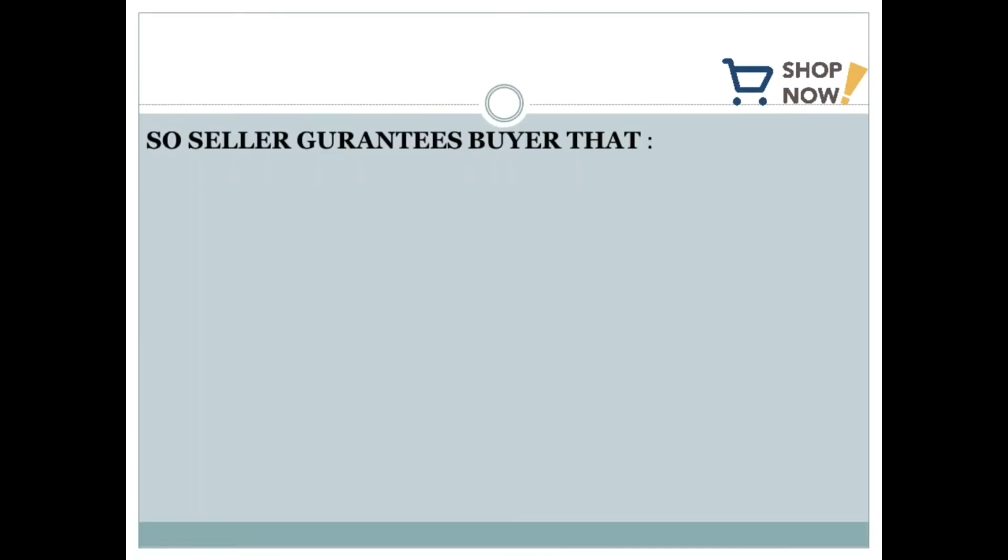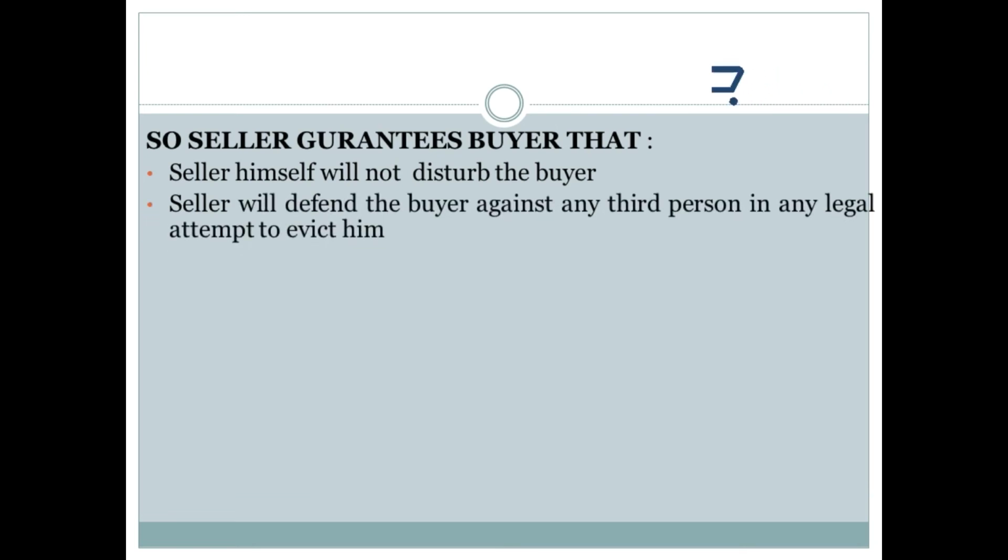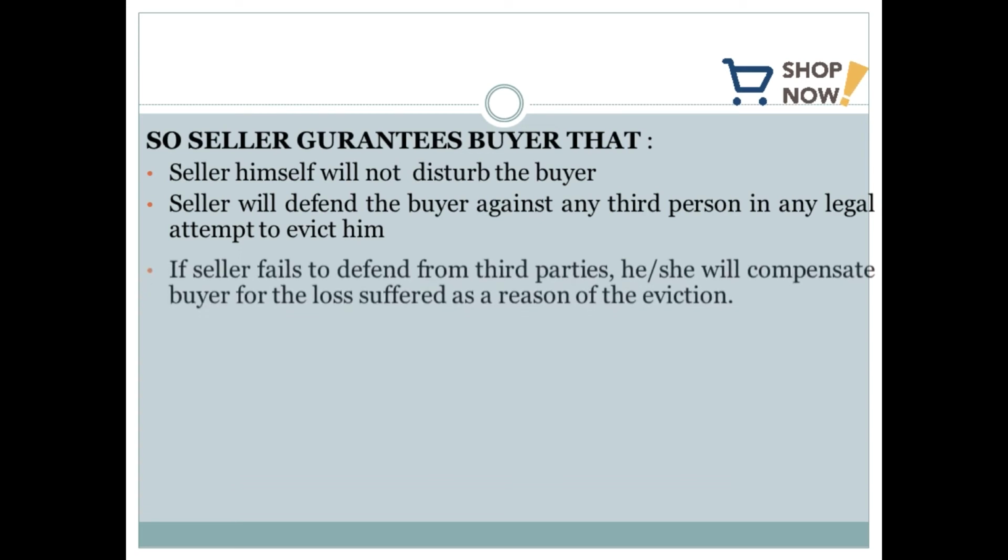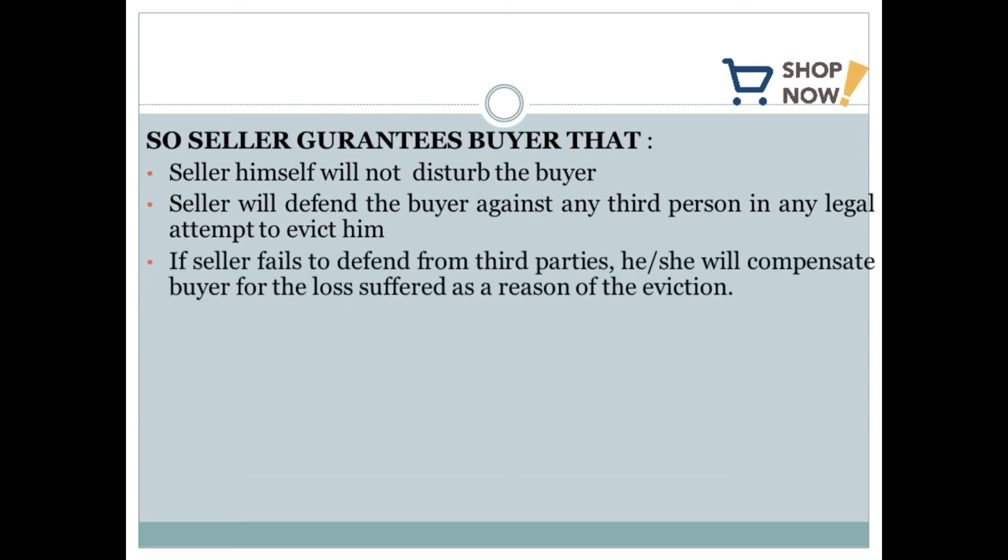So, we are saying that the seller guarantees the buyer that seller himself will not disturb the buyer. Seller will defend the buyer against any third party in any legal attempt to evict him. If seller fails to defend the buyer from the third parties, he or she will compensate the buyer for the loss suffered as a result of the eviction.